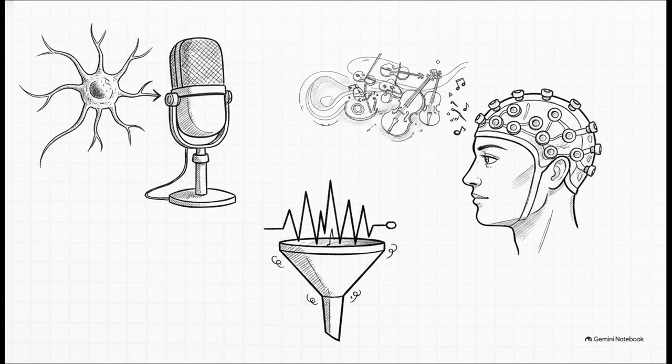Macroelectrodes, on the other hand, specifically an EEG attached to the scalp, are like recording the entire orchestra from the back of the concert hall. They record the summed electrical activity of millions of cortical neurons at once. And to make sense of all that chaotic noise during a specific task, researchers use event-related potentials, or ERPs. This involves averaging dozens of EEG trials together to isolate the specific electrical signature of a single cognitive task.